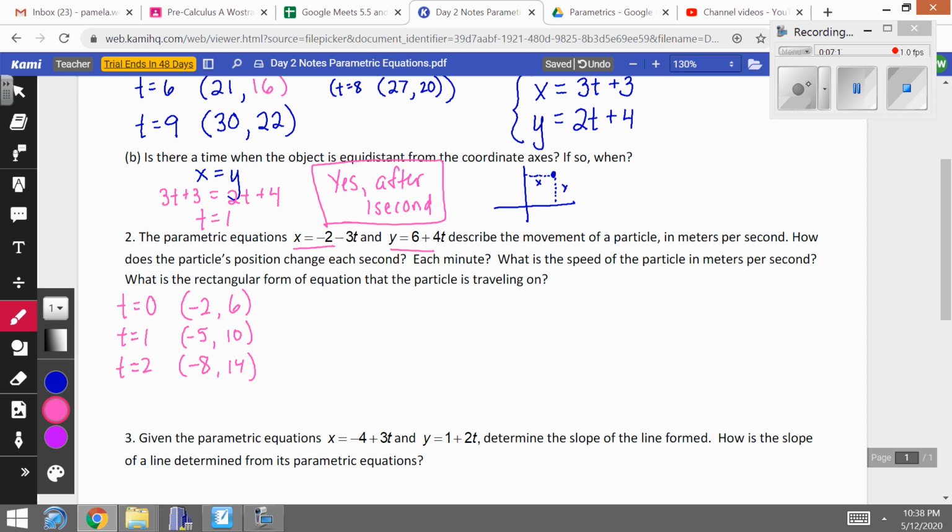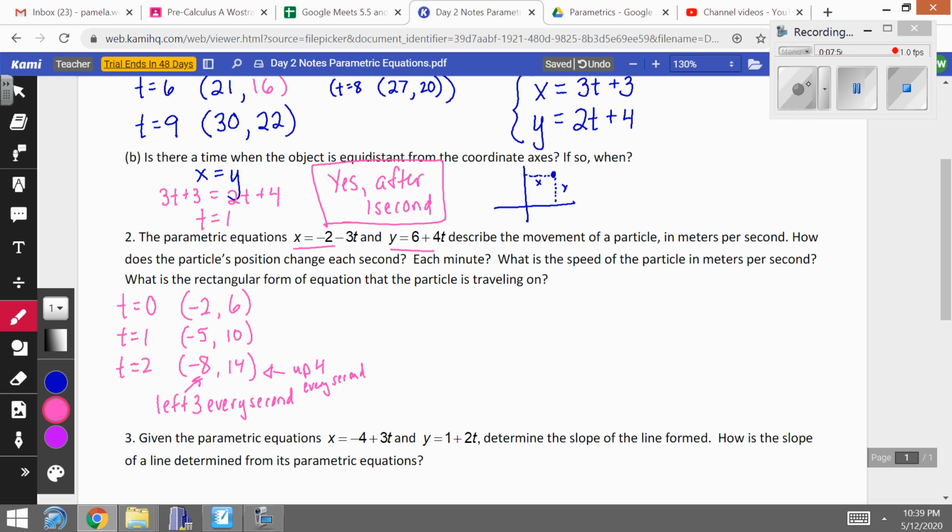Notice what's happening. There's a pattern forming along the way here. For my x's, notice each time it's actually going to the left 3 every second. Kind of think about that. Again, if it starts at time equals 0 at -2, then it goes left 3 after another second and left 3 after another second to get to -8. If we look at the y coordinate, those are increasing. It would be going up 4 every 1 second. And that's really what we're coming up with here.